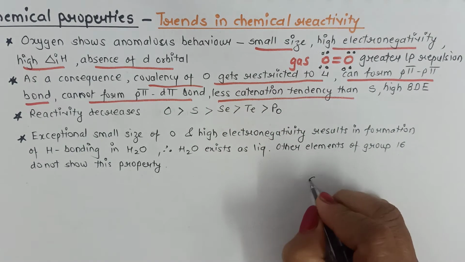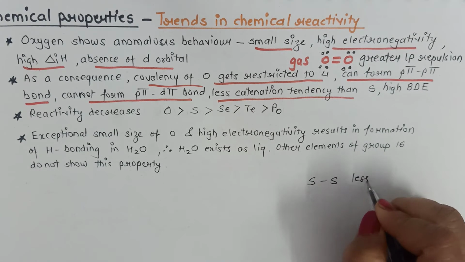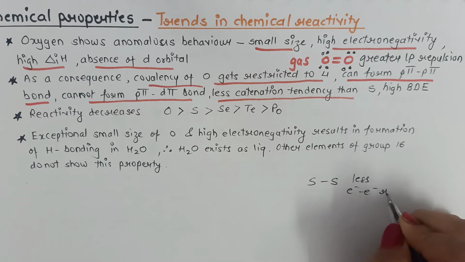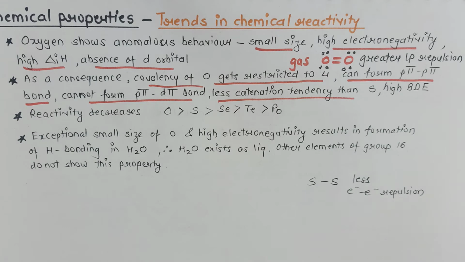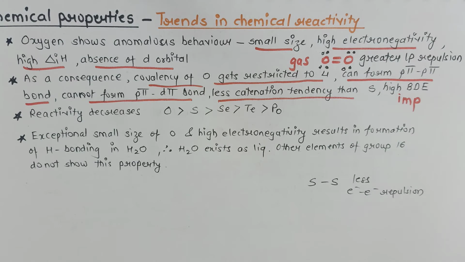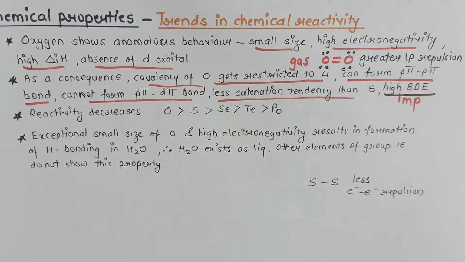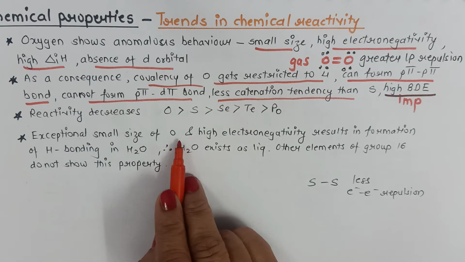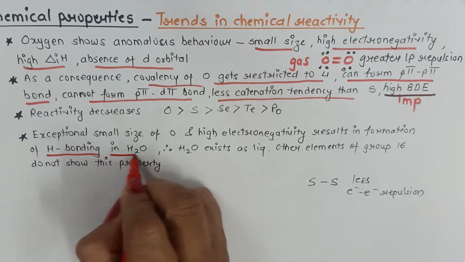On the other hand, sulfur will form single bonds in them. There will be less electron repulsion, and it will show greater catenation tendency. It is your important give reason question. Okay, as well as sulfur shows high bond dissociation enthalpy because it is singly bonded in them. Now the small size of oxygen has one more impact. Exceptionally small size of oxygen and high electronegativity results in the formation of hydrogen bonding in water.